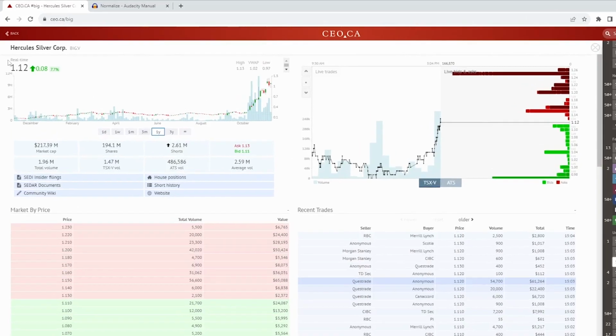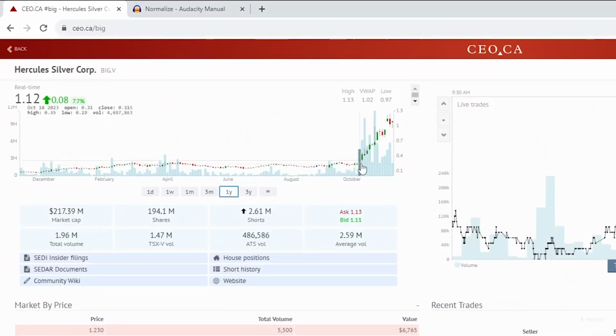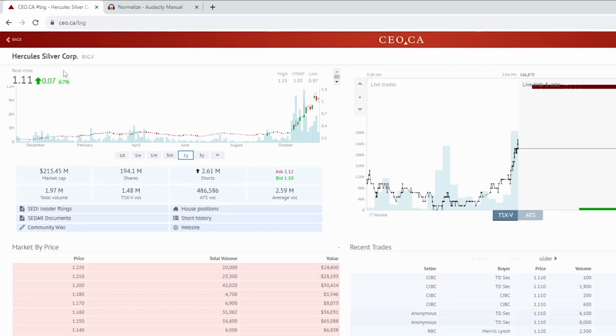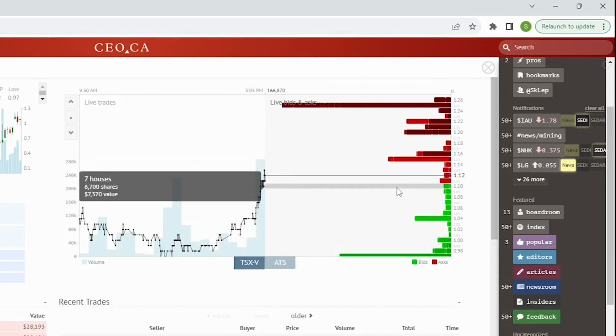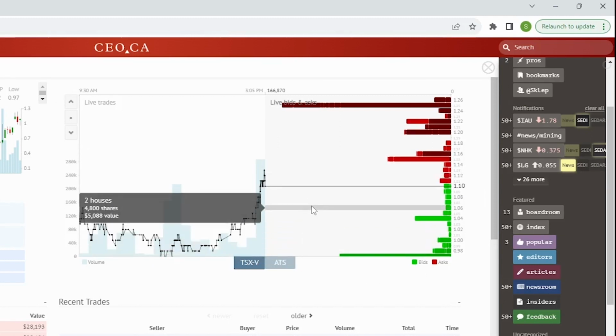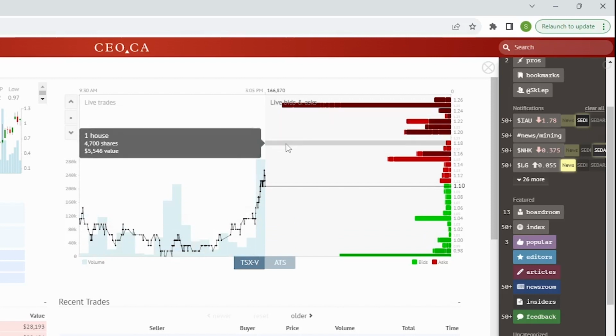Now, on the left-hand side, you have the chart, which every user has, but now it's real time. While other users don't have it in real time, they have it under a 15-minute delay. On the right-hand side, you have an animated chart that's live, so you can actually see it moving as the orders are being executed, showing you all the buy orders or the sell orders for this particular share.